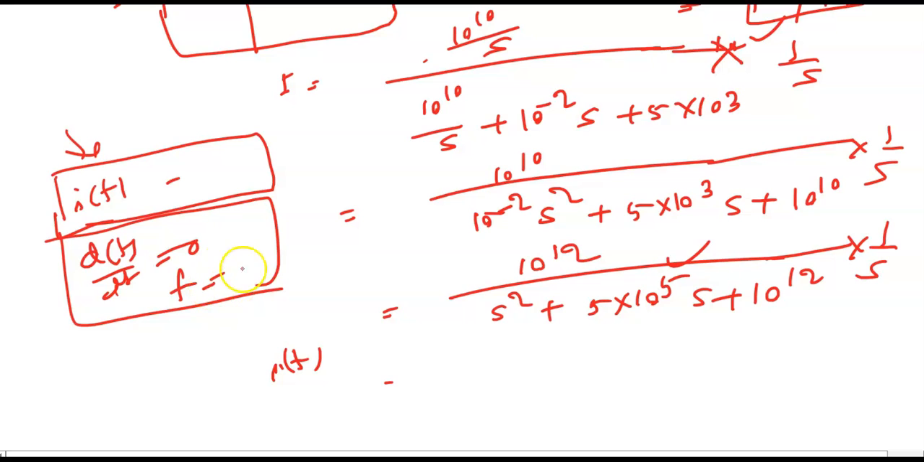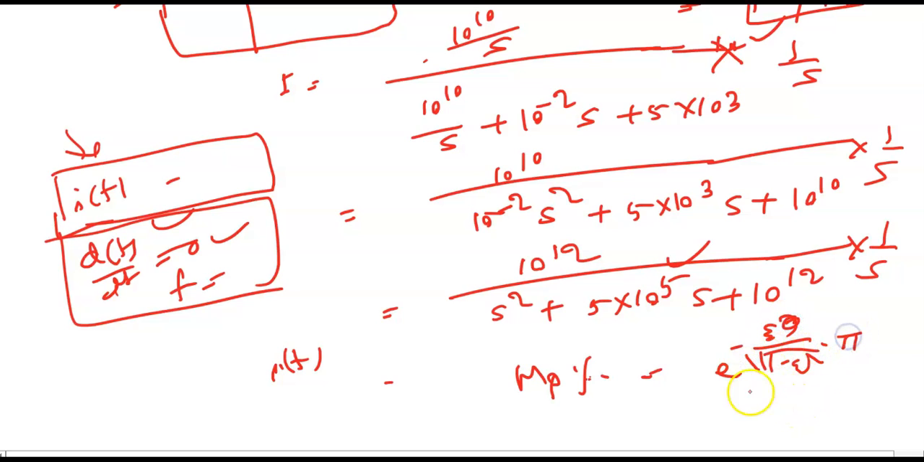So with this process we have found Mp, that is percentage overshoot, right? Mp, the percentage overshoot, is e to the power minus zeta upon square root of 1 minus zeta square, into pi. We have found that is the overshoot, and if you multiply it by 100, that is the percentage of overshoot.